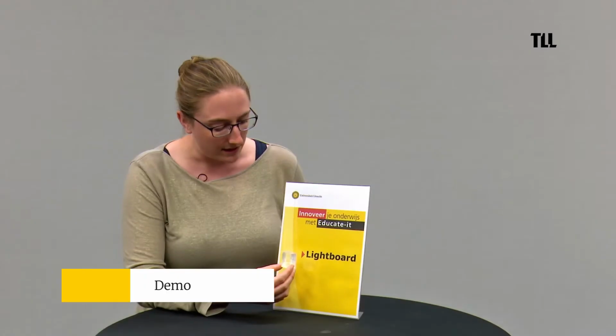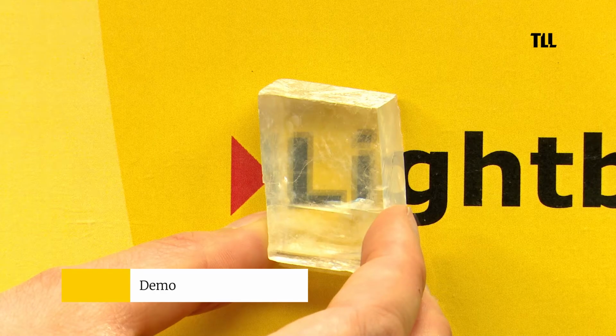If you put calcite on top of a piece of text, you can actually see that the text is double.